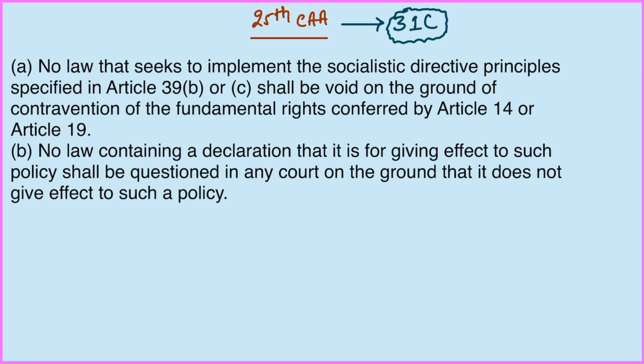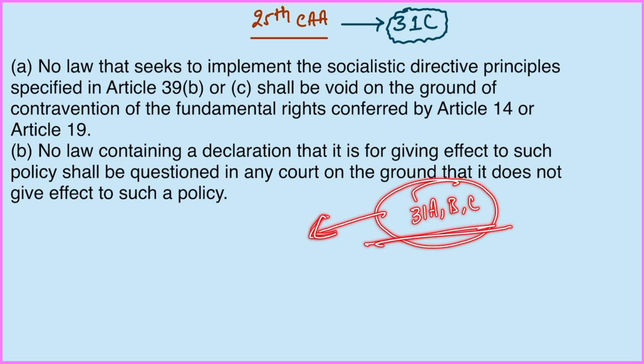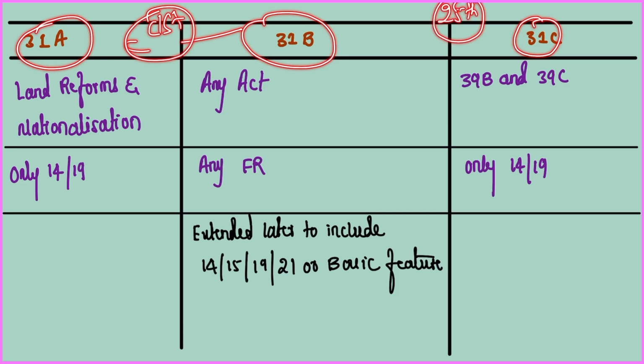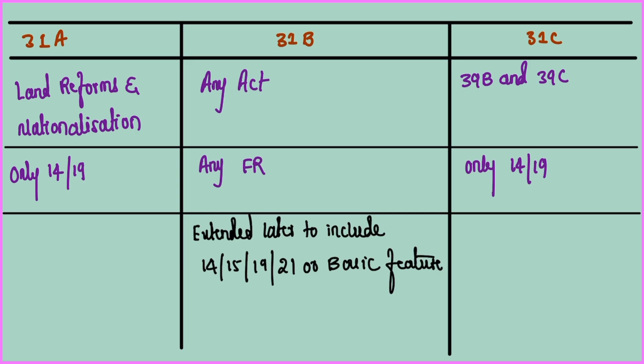Now that we have understood the origin and evolution of Articles 31A, B, and C, let us see them and understand what is the difference in a chart. Now, Article 31A and B were inserted through First Constitutional Amendment Act. Article 31C was inserted through 25th Constitutional Amendment Act, right? What is the subject matter of Article 31A? Land Reforms and Nationalization Acts, right?